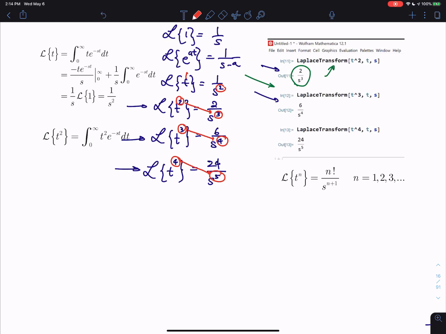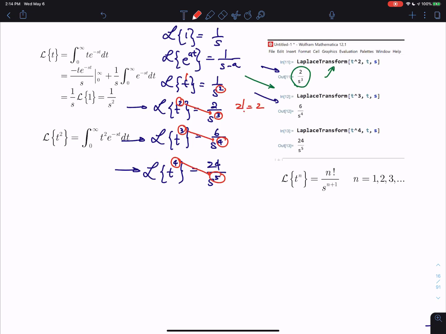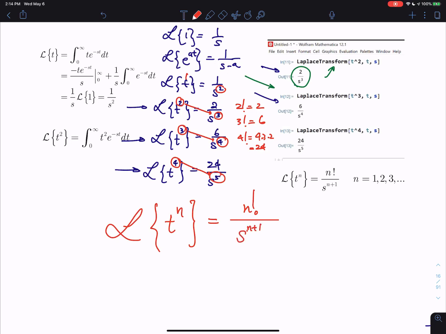And the numerators, 2, 6, 24, you should see those are factorials. 2 factorial is 2, 3 factorial is 6, and 4 factorial is 4 times 3 times 2, which is 24. So oh my god, I can clearly see that if I just wanted to find the Laplace transform of t to any power, it's simply that power factorial divided by s to that power plus 1. So in 2-3 minutes, you could accomplish what would have taken you 3-4 hours of hostile work in terms of pattern recognition.